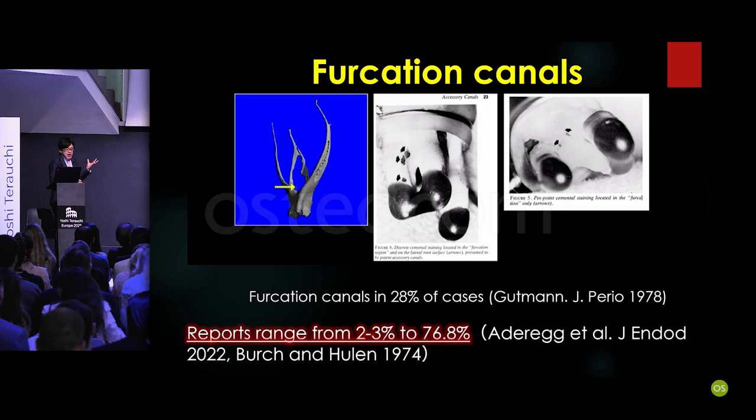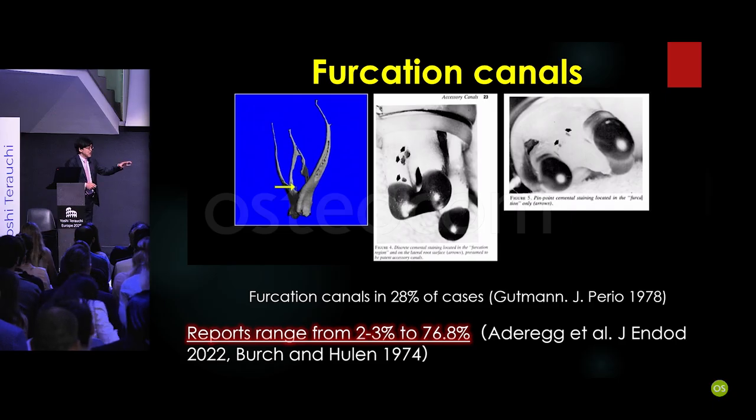And we could have furcation canals. It varies. Reports range from 2 to 3% to 76%. A big difference. So if you have doubt, you need to look for the furcation canals. I always take a CBCT and take a close look at the CBCT imaging, and under the microscope, I look for the furcation canals on the pulpal floor.